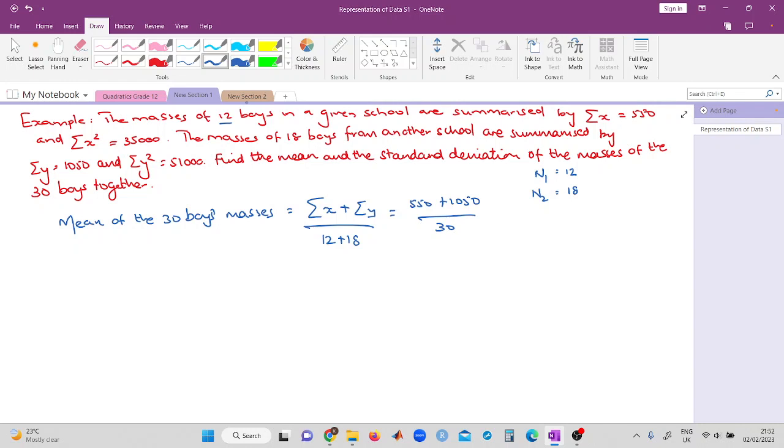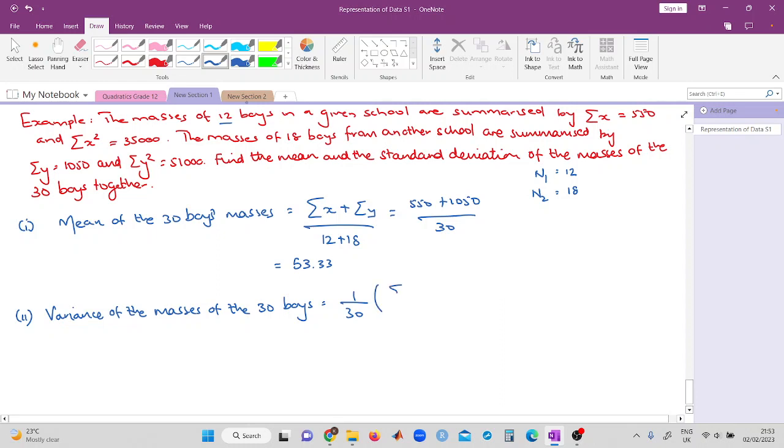The summation I divide by 30. It gives me 53 plus 33. Okay, this is for the mean. Next, I have the variance of the masses of the 30 boys. So this gives me 1 over 30, summation of x squared plus summation of y squared, minus the mean, minus z bar to the power of 2.